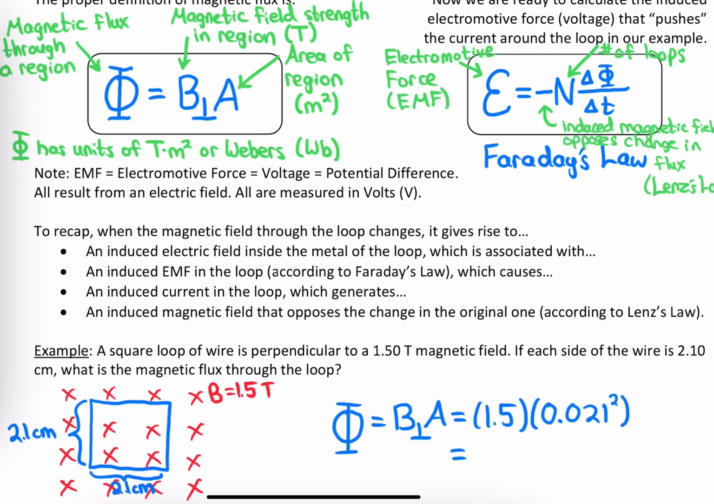So that gives me a flux of 6.62 times 10 to the negative 4. And the units will be Tesla meters squared or Webers. Okay, so that's just a simple calculation of flux.